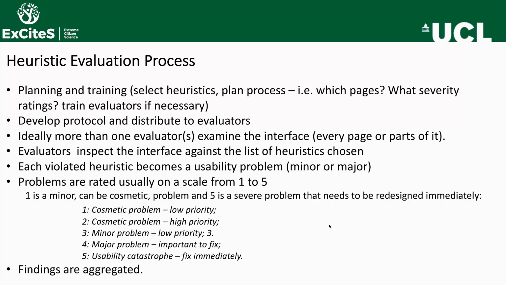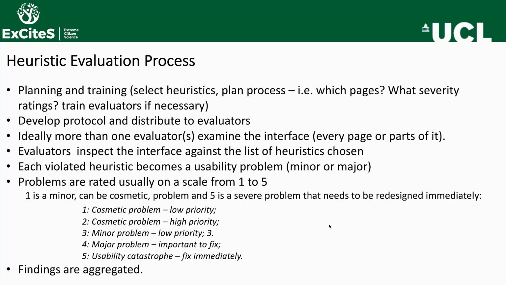Ideally, more than one evaluator examines the interface. Evaluators then inspect the interface against the list of heuristics that were chosen. This is a process that typically lasts for 1 or 2 hours, and a general recommendation is that the evaluators go through the interface at least twice. The first pass would be intended to get a feel of the system and what it does, and the second pass then allows the evaluator to focus on the heuristic evaluation process. The protocol that we developed in the previous steps should include information about this.